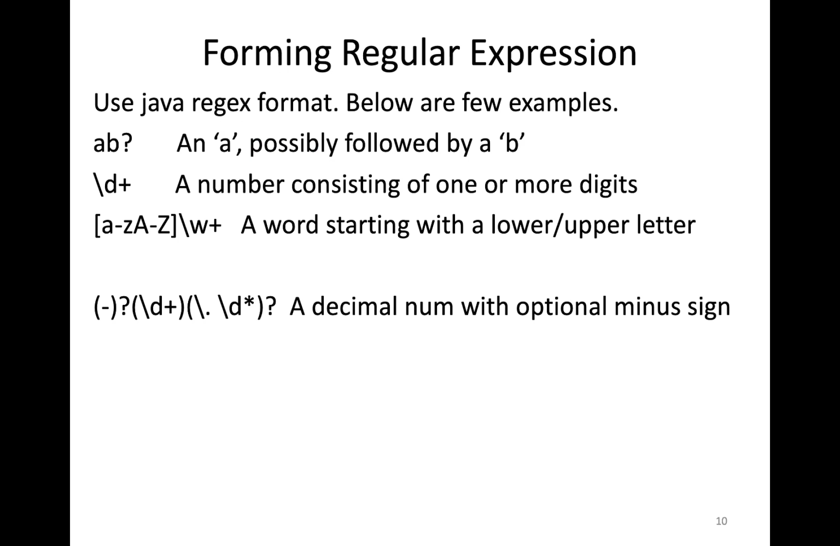And here it shows the general forms. Basically it follows Java regex format, and the meaning of "ab?" is a followed by a possible b. So that means b can be there or b may not be there, and that is happening because of this question mark. So in summary, this regular expression corresponds to a pattern where a must be there, and then b can be there or b may not be there.